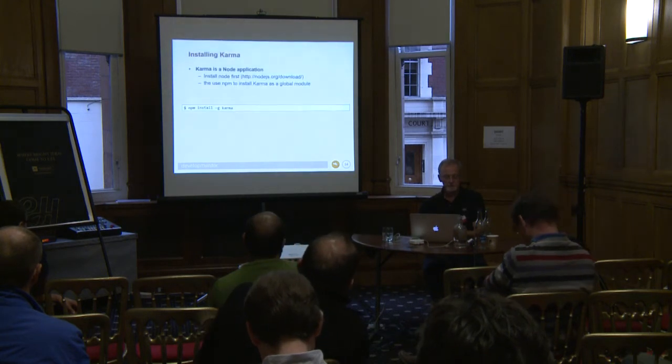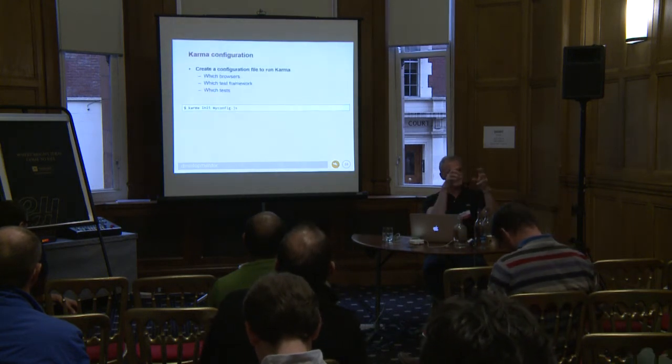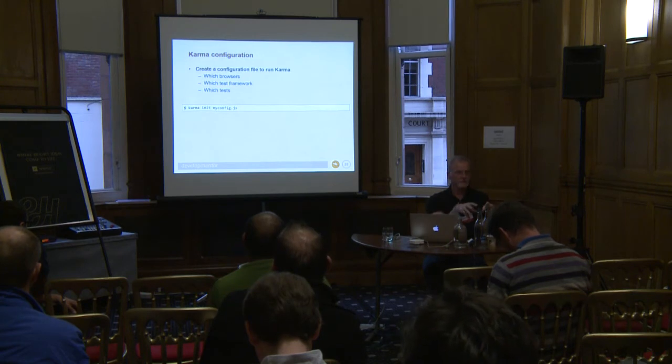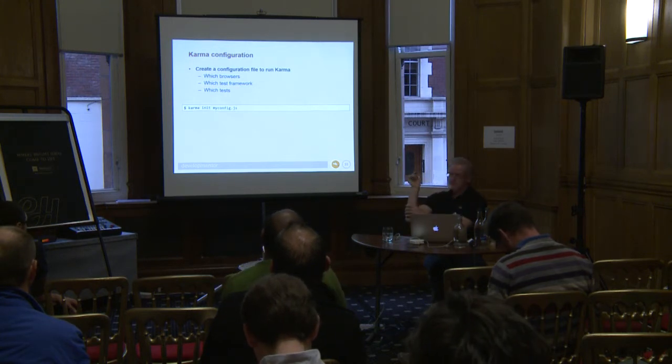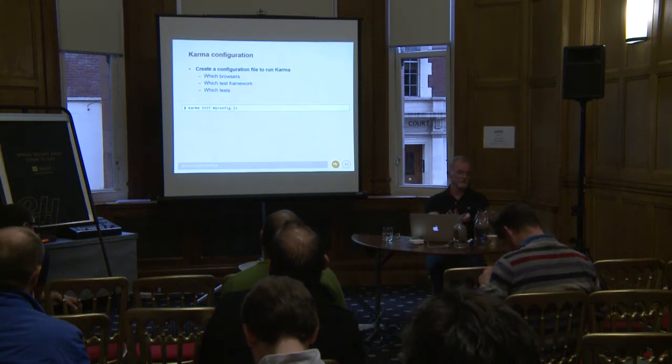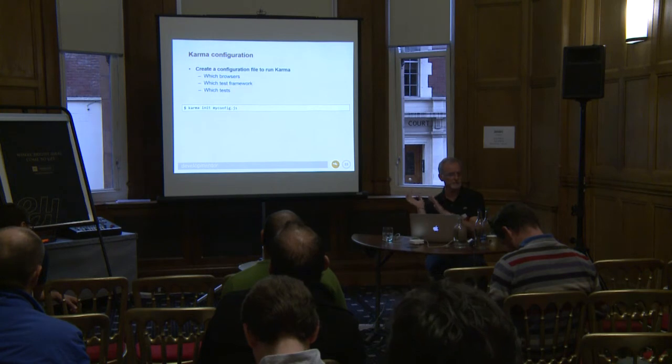What you can then do is, in the directory where you want to run the tests, you do karma init. And init will create you a configuration file. You can give it the name of the file, which is what we're doing here, or you can tell it to use the default config file name, and it'll create one called karma.conf.js as the default one.